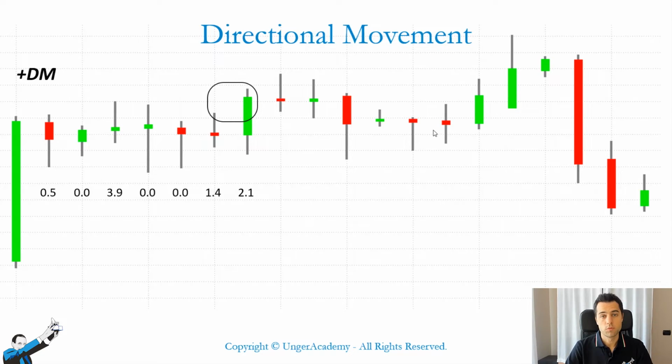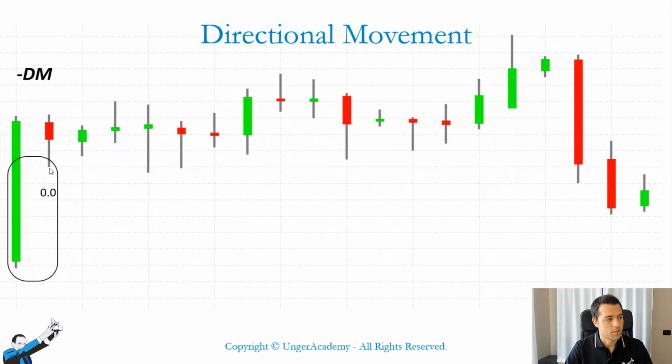Let's move on with the minus directional movement. The first minus directional movement would be 0 because the low of this bar is greater than the low of the previous bar.